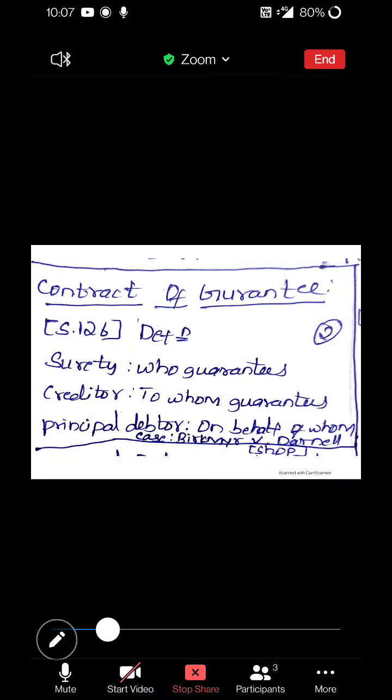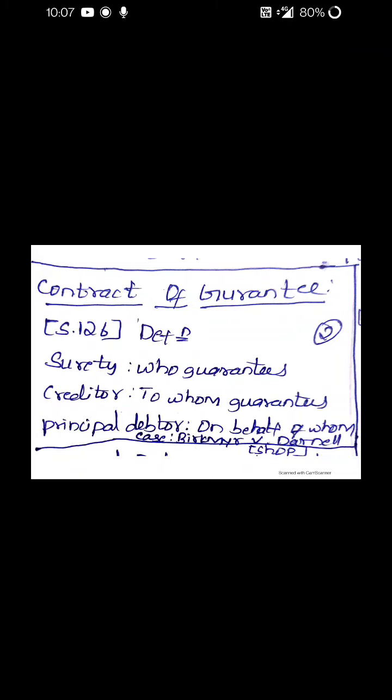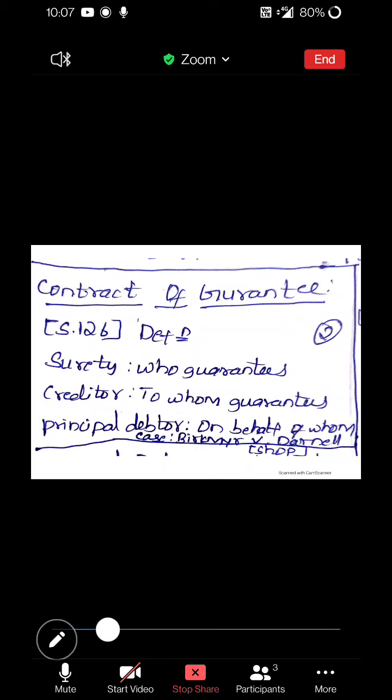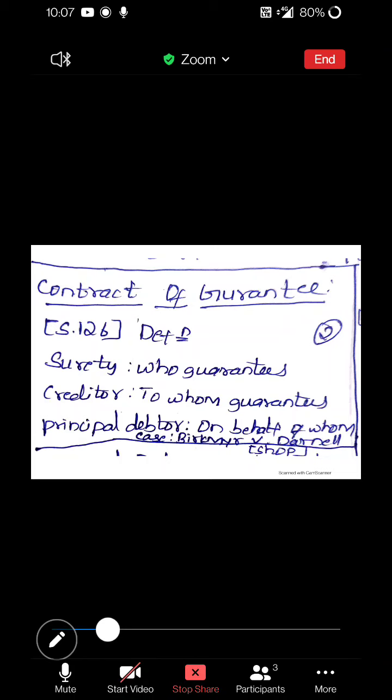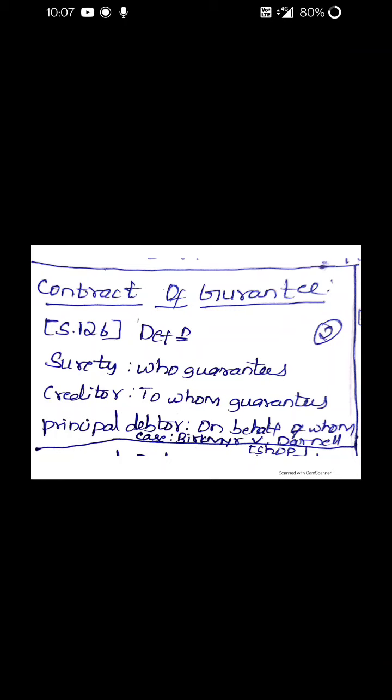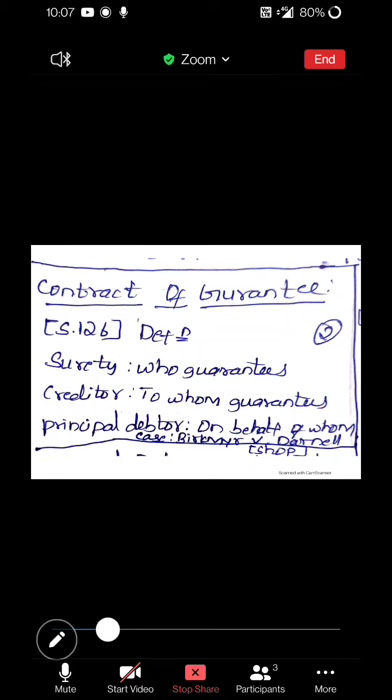The next concept is contract of guarantee. So what is a contract of guarantee? A contract of guarantee is a contract to perform the promise or discharge the liability of a third person in case of his default. The contract of indemnity is a bipartite agreement, a contract between two persons, but the contract of guarantee is a contract between three persons.